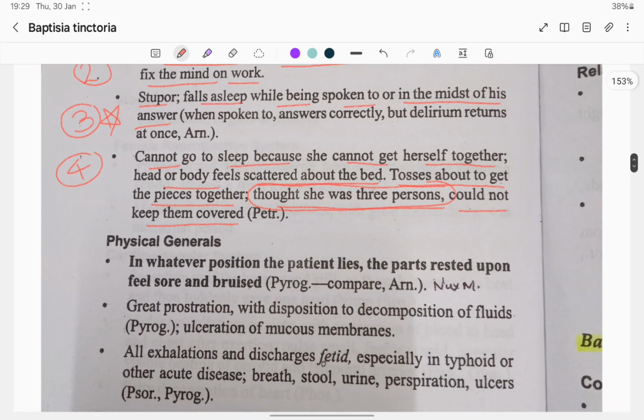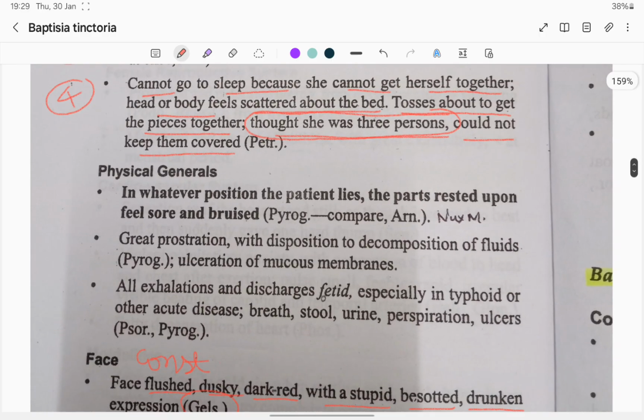Now, physical generals. In whatever position the patient lies, the part rested upon feels sore and bruised. Arnica, this is also present, and Nux moschata also. But in Arnica, the patient is always moving in search of a soft spot. Great prostration with disposition to decomposition of fluids, ulceration of mucous membranes.